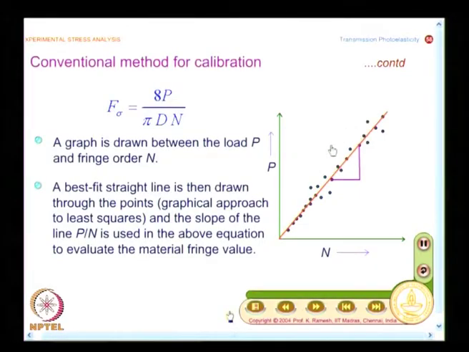So, we have taken the advantage of a large number of data points. From a graphical approach, you find out what is P by N, and once you plug in this P by N in this expression, I would get the value of f sigma as accurately as possible from a simple experiment. I can find out N accurately by the Tardy method of compensation, where I have to just rotate the analyzer for each load and find out the fractional fringe order.